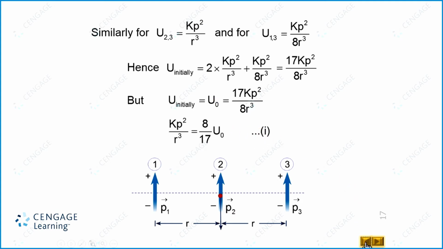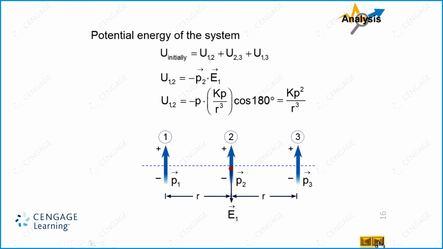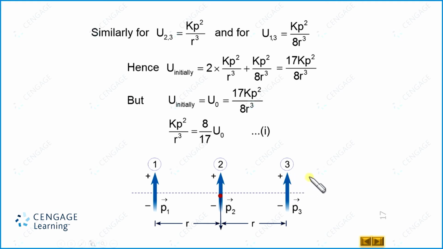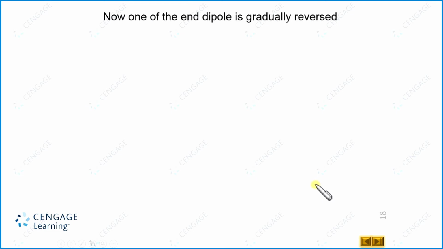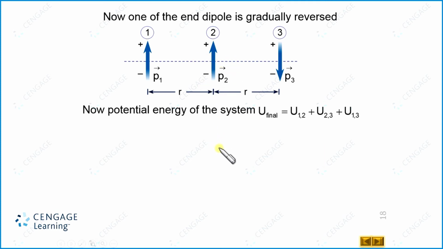Now let us move to the next part of the question. In the next part of the question, we are given that one of the end dipoles is gradually reversed. So let us reverse the direction of dipole number 3. Let us make the diagram, right? This should be like this. Now we can observe here, again we have 3 pairs because the system has 3 elements. So we can write the potential energy is equal to U12 plus U23 plus U13.